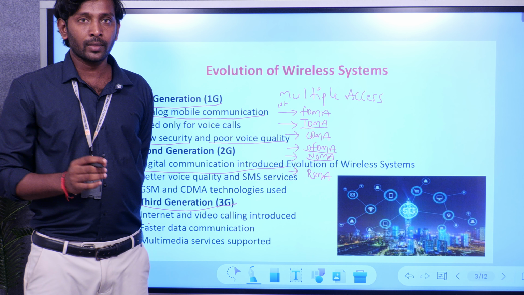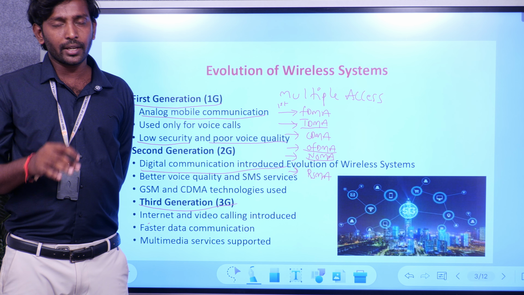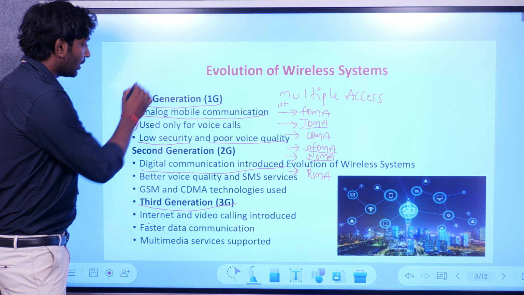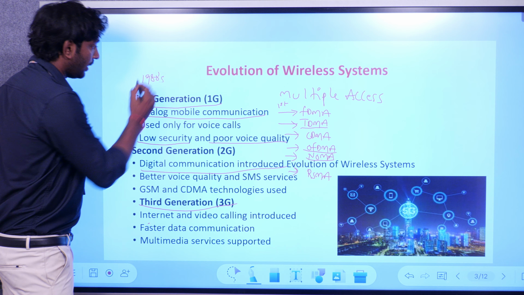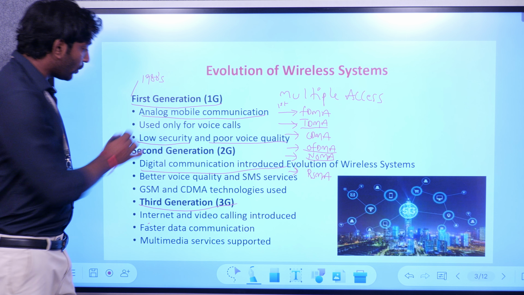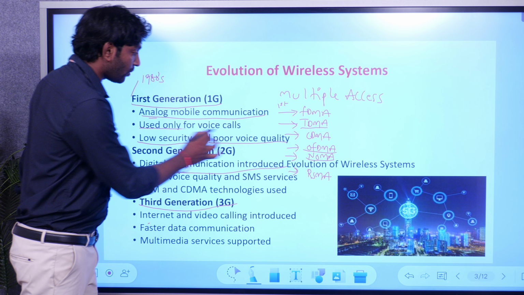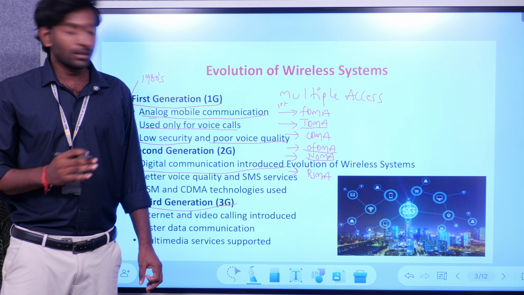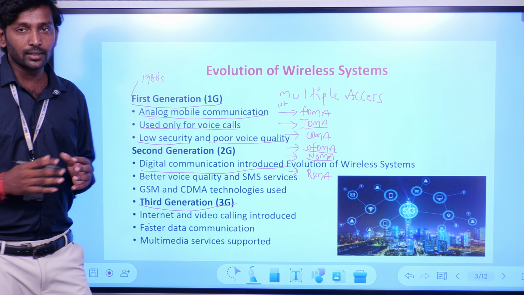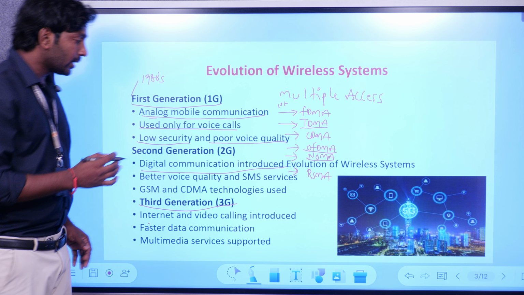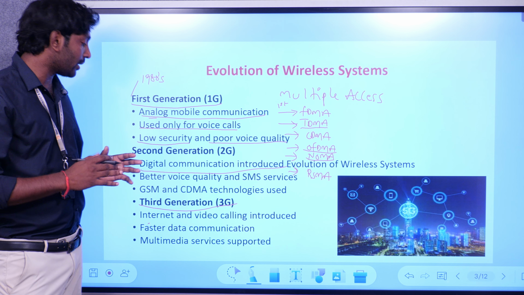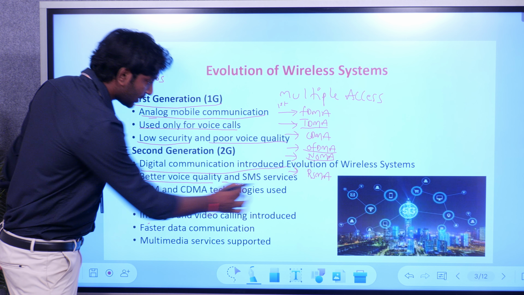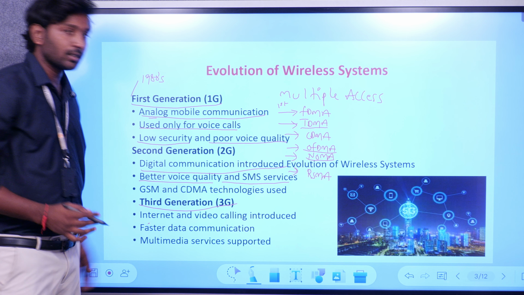Multiple access scheme means a single user or multiple users share a common or single channel. First generation was introduced in the 1980s. It used only analog, only for voice calls, with low security and poor voice quality. These are the drawbacks of first generation. We go for the second generation, introduced in the 1990s. In this evolution, we started using digital communication only. So there is better voice quality and SMS services, and GSM and CDMA technologies are used.